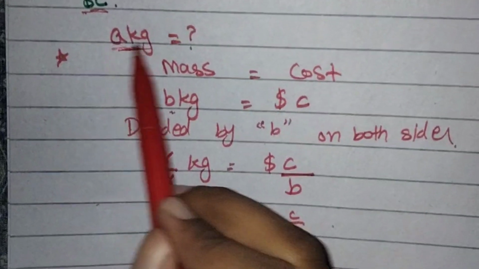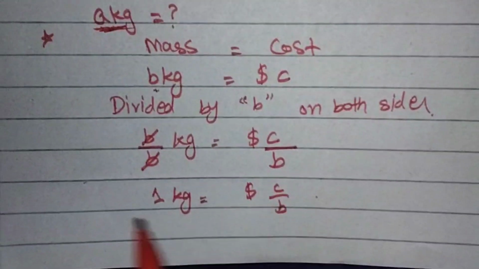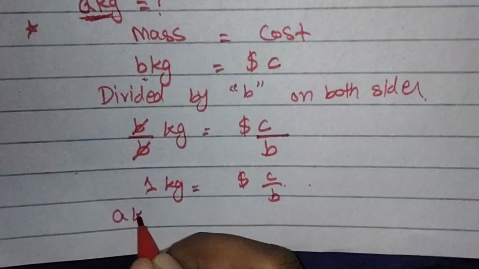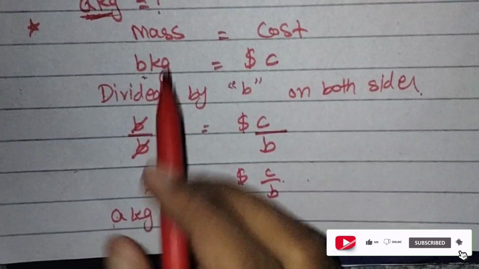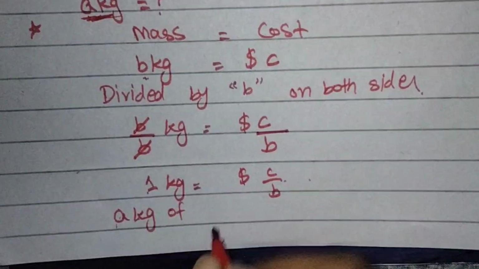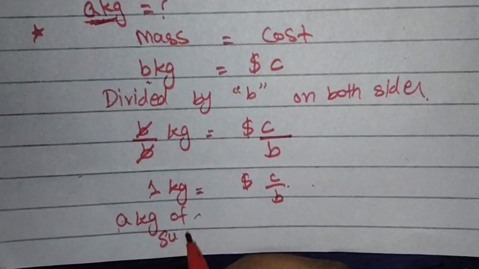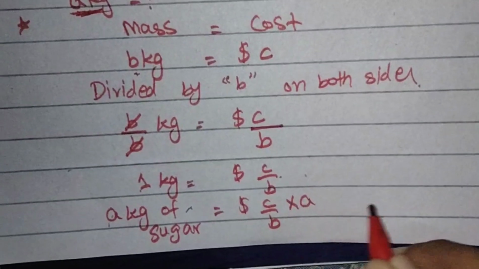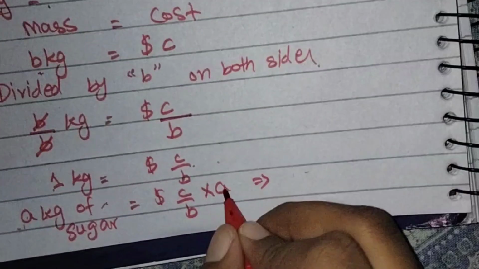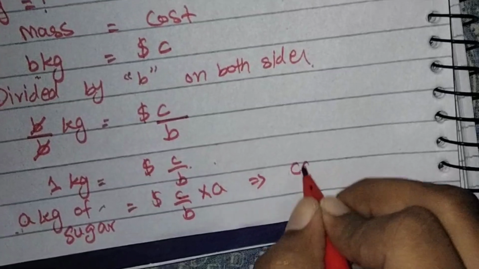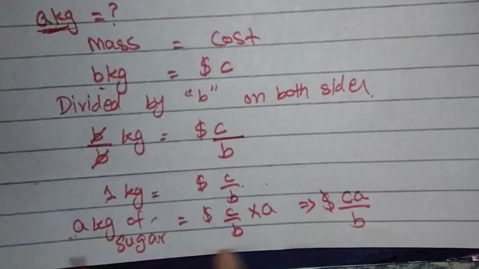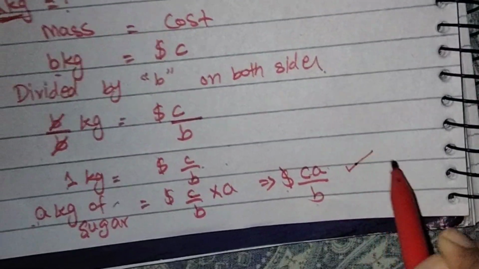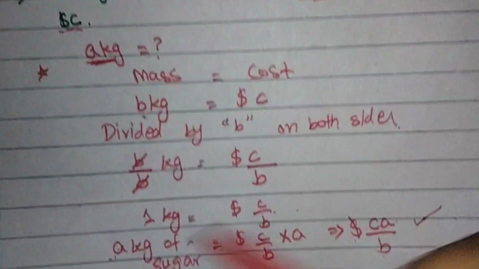Now how much do I want? I want a kg, so I will multiply here by a and here by a. So a times 1 will become a. So a kg of sugar is equal to $c divided by b multiplied by a. Which implies c times a becomes ca divided by b, in dollars. So a kg of sugar costs ca divided by b dollars. This is the cost of a kg of sugar.